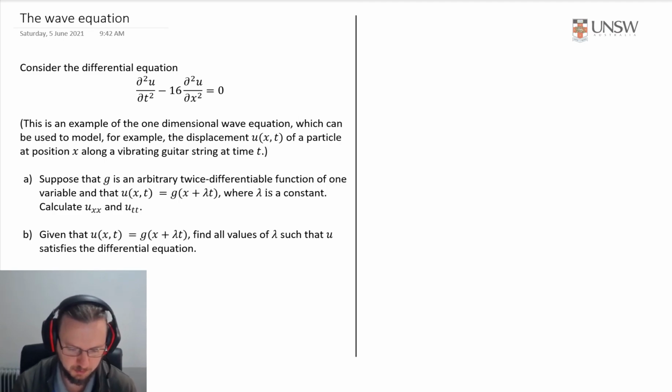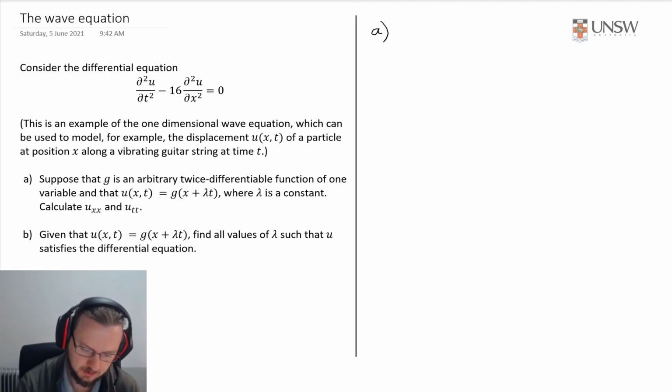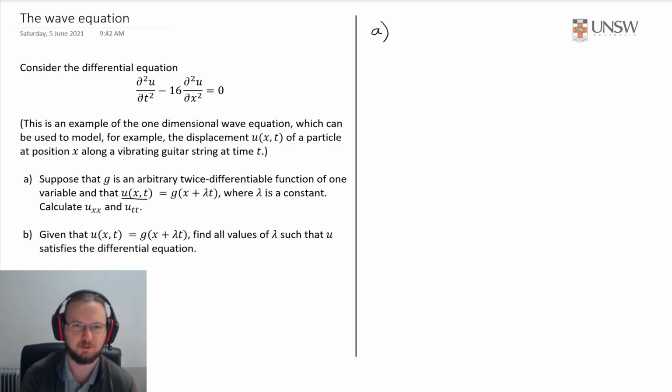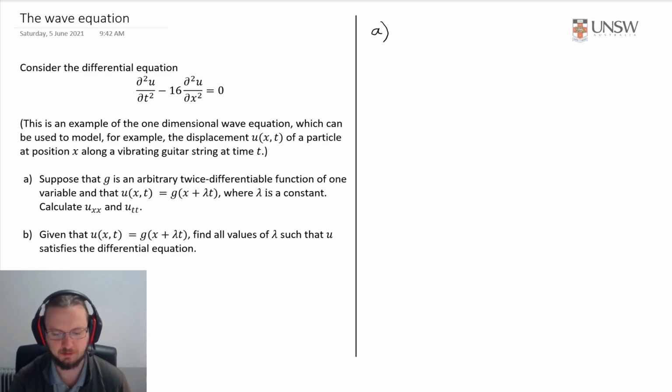So the first part of the problem, part A, it asks us to consider a very special form of this function u. So u here is a function of x and t, so position and time. And we want to look for a solution which is of the following form. It's a function of this very special combination x plus lambda t. Now, I find this combination a little bit confusing, so what I'm going to do is start by giving this a name.